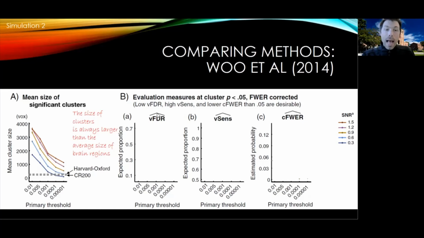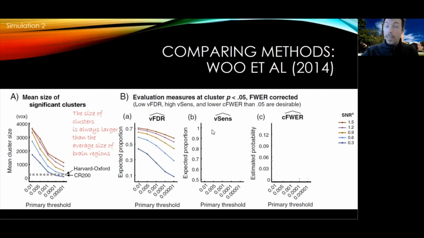Second, if you look at the voxel-wise level, what is the estimated level of false discovery rate per threshold? You would want this to be as low as possible. Turns out it's pretty high. It's 0.7. Again, it depends. It varies across the level of SNR, but it's pretty high. And actually, it remains pretty high for most thresholds.